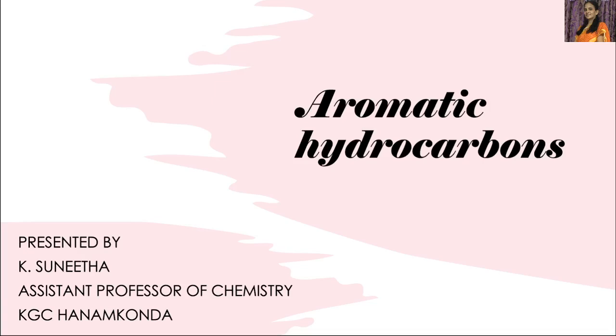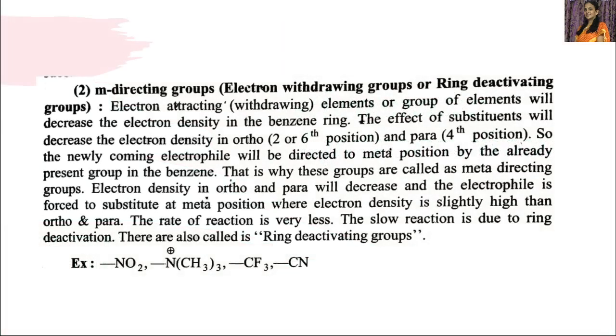Good morning, students. Today we are going to discuss aromatic hydrocarbons. There we will discuss meta-directing groups. So, what are meta-directing groups? Let us see. Meta-directing groups are also called electron withdrawing groups or ring deactivating groups, that is, electron attracting groups.